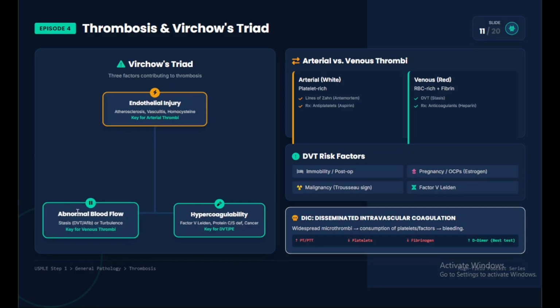Now the second thing is abnormal blood flow, and it is caused by stasis or turbulence in the blood flow. Stasis actually happens in an immobile patient, and this leads to DVT, deep vein thrombosis. And turbulence actually happens if someone is having atrial fibrillation, and the blood pools and forms the clot.